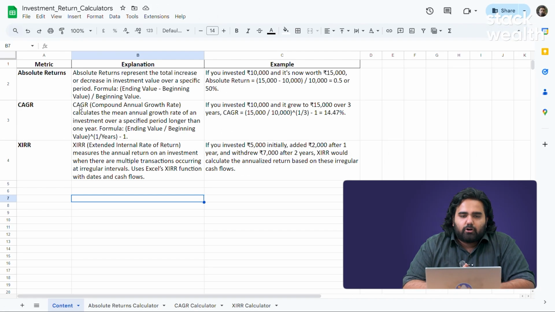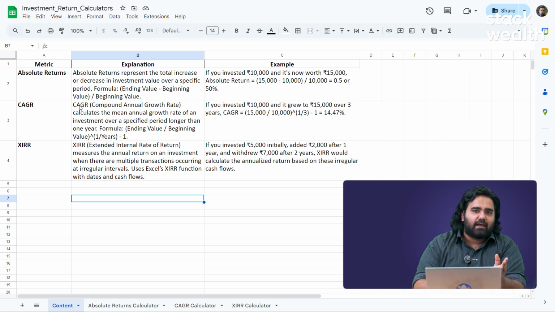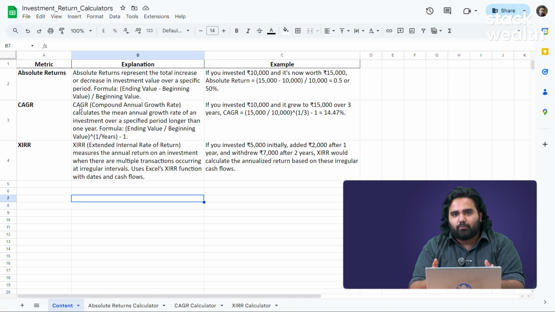Alright, so we're going to do a little live demonstration to understand the difference between absolute returns, XIRR and CAGR. So obviously so far you know that CAGR is suitable for long-term investments. If you just want to see how much returns you've gained in percentage from the starting to the end without considering the time in between, you go for absolute returns. For example, your starting value was 1 lakh, your ending value was 1.2 lakh.